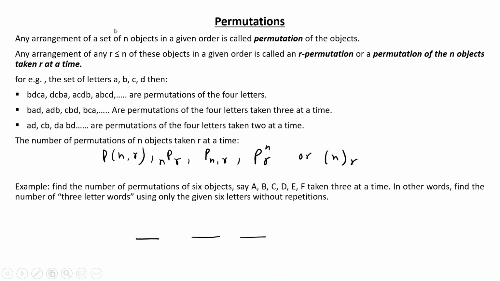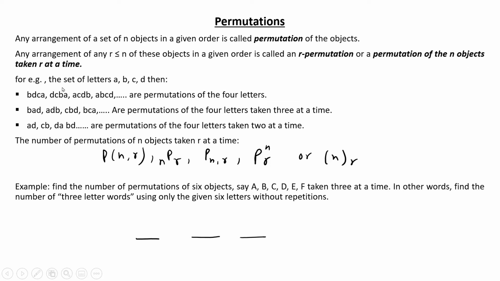Hello everyone, we are going to discuss permutations and combinations. So, a permutation, or Kram in Hindi, is any arrangement of a set of n objects in a given order. So, Kram or order is countable here. Any arrangement of any r less than or equal to n of these objects in a given order is called an r-permutation, or a permutation of the n objects taken r at a time.